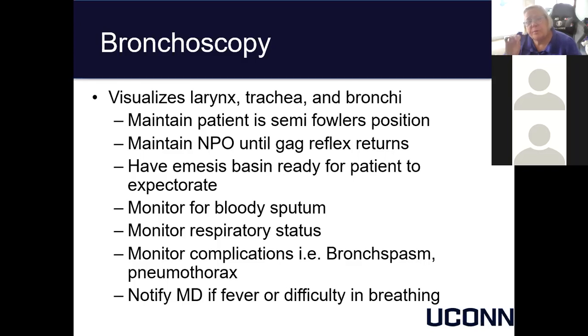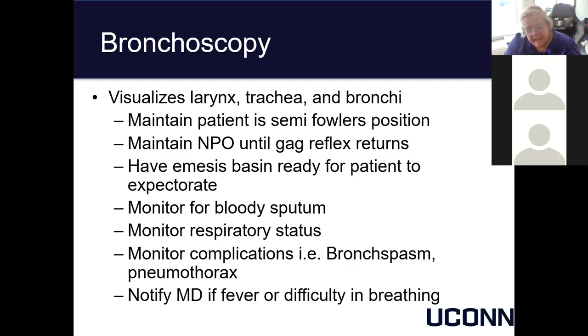So if you're preparing a patient for bronchoscopy, they need to be nothing by mouth before the procedure, because the risk of aspiration, again, is very high. They will be, in most cases, sedated, conscious sedation, so that at least there's somewhat amnesia about the procedure.